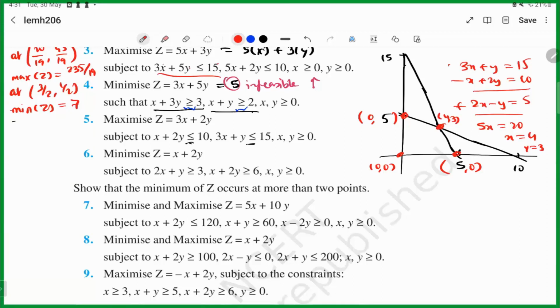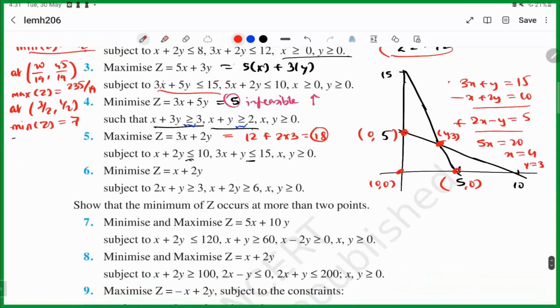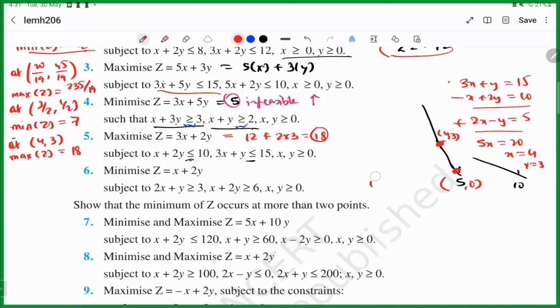Now at (4, 3), what is the value of z? z is equal to 3 into 4, which is 12, plus 2 into 3, which is 6, 18. 18 is the maximum, therefore, that's the answer. So again, at (4, 3), max of z is equal to 18. So that's done. See, by now I think there's a sort of rhythm that you might have developed.